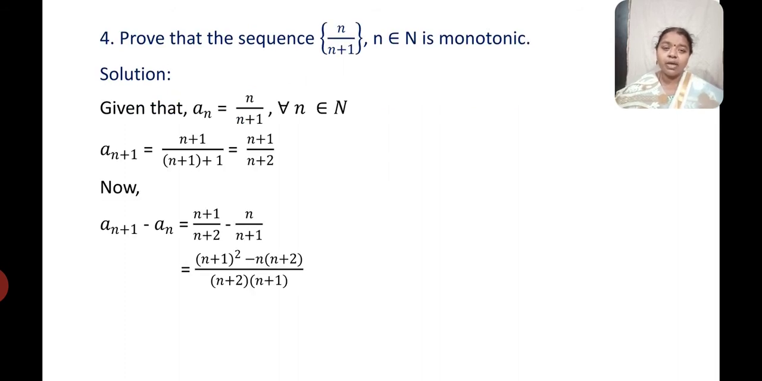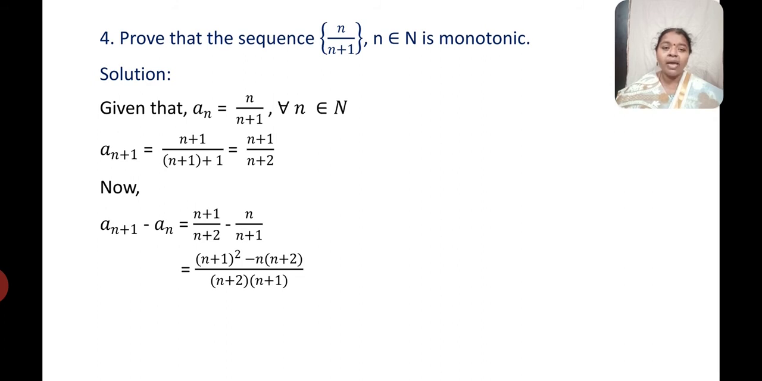Now let me see your next problem. This says, prove that the sequence n by n plus 1, where n belongs to natural number, is monotonic. Since it is given as just monotonic, it can either be monotonically increasing or monotonically decreasing. So we write an as n divided by n plus 1 and find out what is an plus 1. That is equal to n plus 1 by n plus 2.